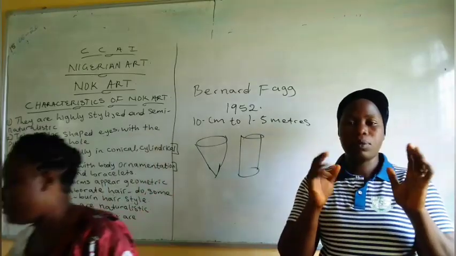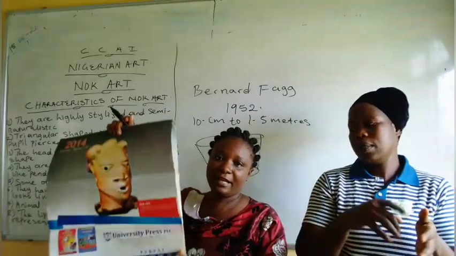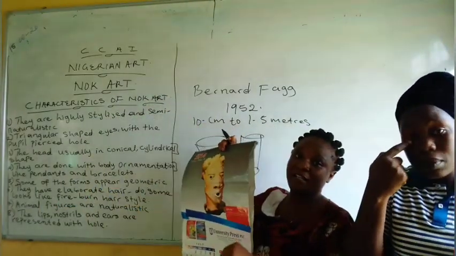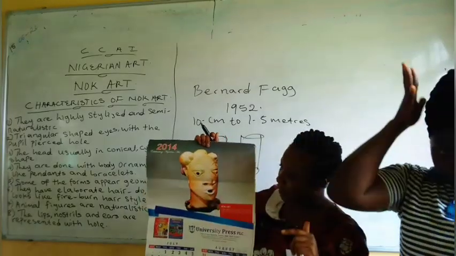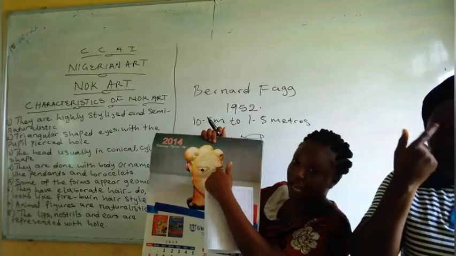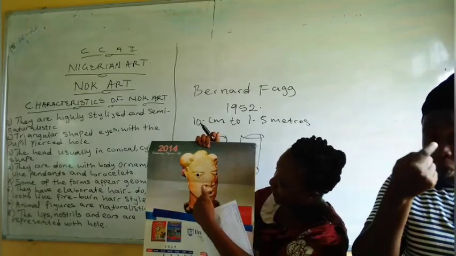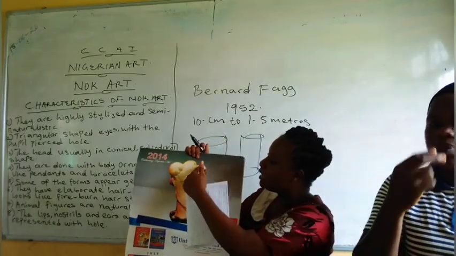That is the characteristics of Knock art. What I'm showing you is an example of Knock art. Look at it very well. You will find out that all the characteristics are listed for you. Look at the hairdo, very elaborate. Look at the shape of the eye, triangular in shape with holes there. See all the characteristics, they are there. They wear bracelets. If you look at the head very well, you will see beads there.